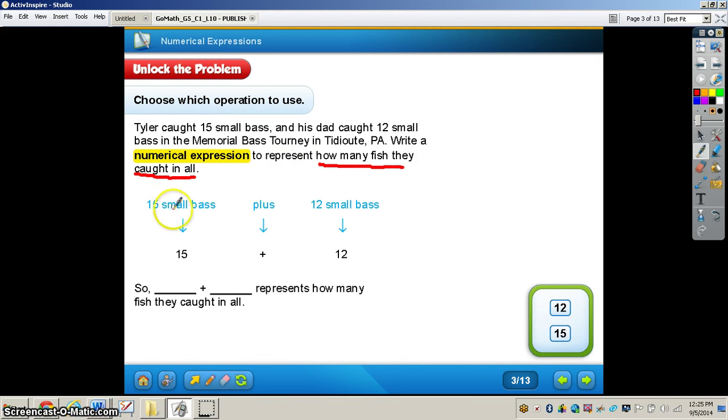So my numerical expression to represent how many fish they caught in all will have 15 representing Tyler and 12 representing his dad. You don't necessarily need to write that in. So 15 plus 12 represents how many fish they caught in all. And as you can see, the numerical expression has the operation and the numbers, but does not have an equal sign.